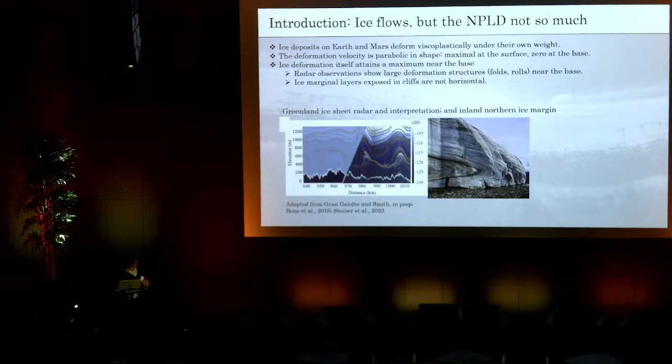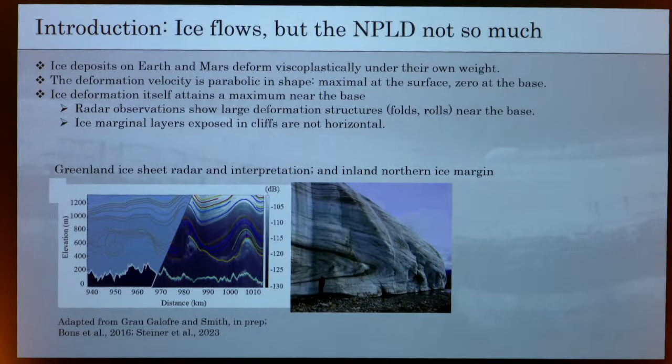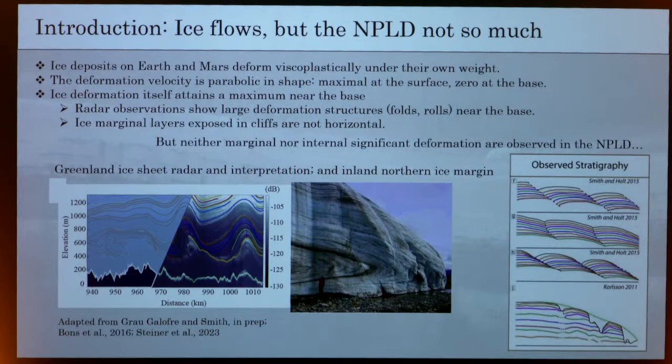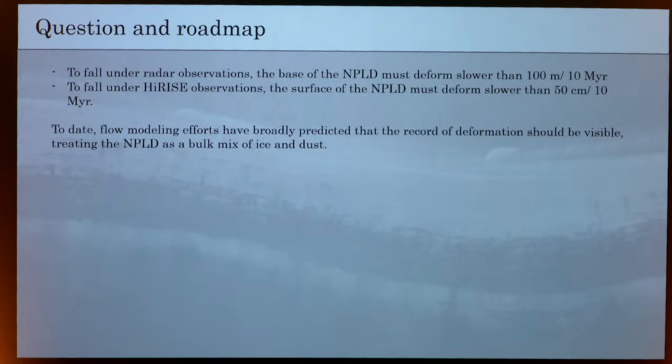Here's an example of what deformation structures in ice sheets on Earth look like. On the left side, that's a radar image from the Greenland ice sheet, and you can see these massive, hundreds of meters big rolls that are formed near the base of the ice cap. And near the margin there, you can really see the deformation very clearly. But if we look at the stratigraphy of the NPLD, this is what we see. We don't see much of this sort of large-scale structures. That's very different in the SPLD, but I'm not going to touch that with a stick. The NPLD is pretty much just horizontal layers.